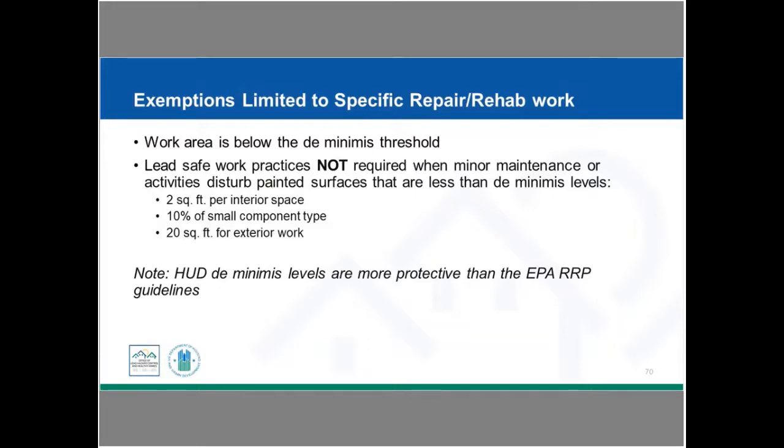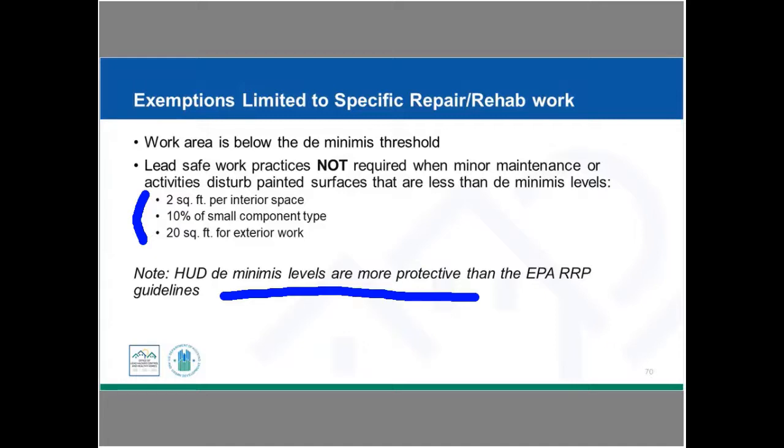So earlier we talked about exemptions when the whole project is exempt because it's a certain type of category. There may be times when your project has a limited exemption for either a particular repair or for rehab work. Sometimes this is not found out until after the work specifications are developed. So any work area that's below the de minimis threshold would be exempt. And remember, our de minimis threshold is 2 square feet per interior space, 10% of a small component type, or 20 square feet for exterior work. So the lead-safe work practices are not required when minor maintenance or activities disturb less than these de minimis levels. So again, sometimes you're not aware of that until after that work write-up has been completed. We do want to let you know that the HUD de minimis level is more protective than the EPA RRP guidelines.